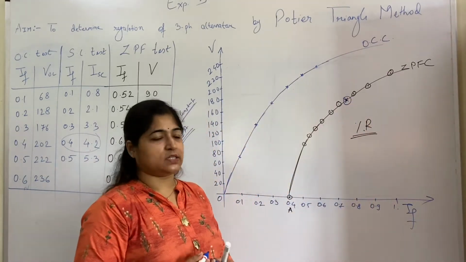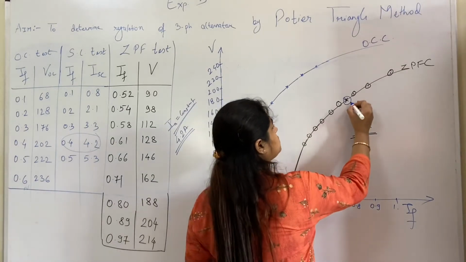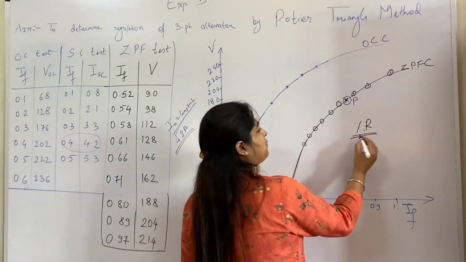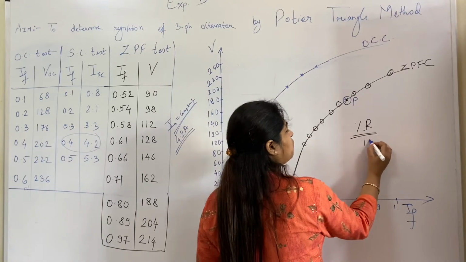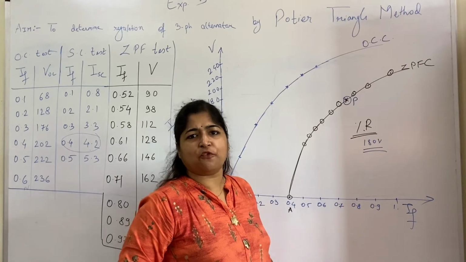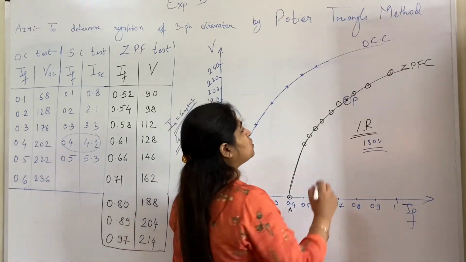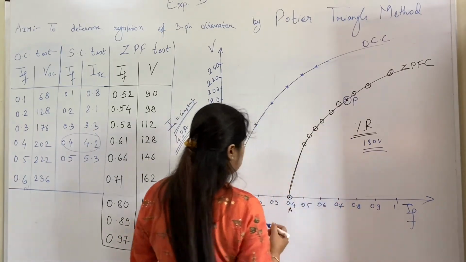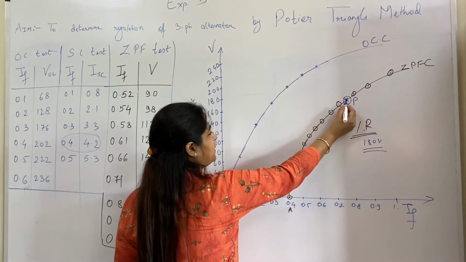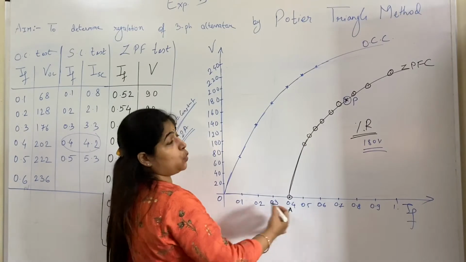Now this is 180. So this will be my point P. Okay. So I want to find out voltage regulation for 180 volts. At this particular voltage, you can find out voltage regulation at any voltage. So I am finding here. So what you need to do, you need to draw a horizontal line from P of length equals to OA.